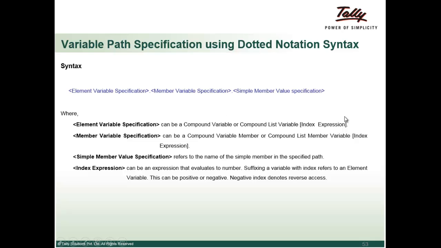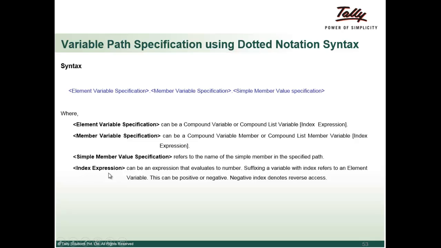With the index expression, this is the index which is generated internally, and then we have member variable specification, that can be a compound variable member or compound list variable member, with an index. If it is a list variable, then there needs to be an index, because we know that a list variable has a list of information, so you need to tell the system which instance of the list variable you are accessing. Then we have simple member value specification, which refers to the name of the simple member in the specified path.